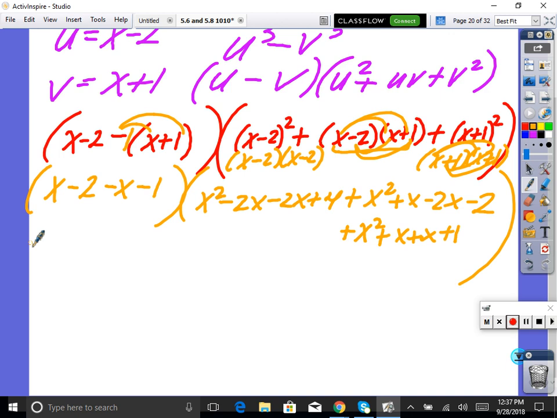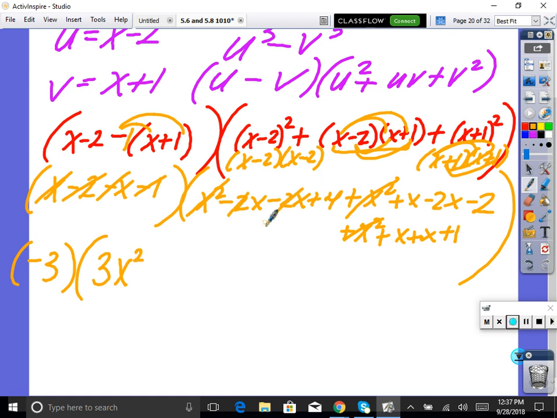So combine like terms. x minus x is gone. Negative 2 minus 1 is negative 3. Then we have an x squared plus x squared plus x squared. It looks like that is 3x squared. Minus 4x minus 2x is minus 6x, plus 1x is minus 5x. Minus 4 minus 3, 4 minus 2 is 2, plus 1 is 3.